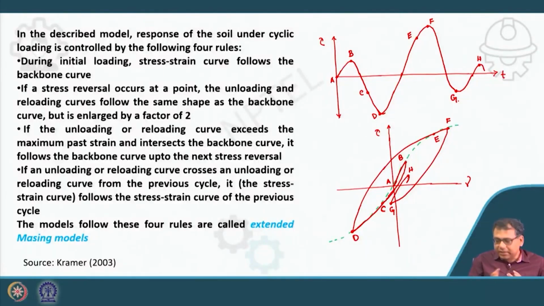If any model is following these four rules, then it is called the extended Masing model. And if the unloading or reloading curve crosses an unloading or reloading curve of a previous cycle, it follows the stress strain curve of the previous cycle. Clear? So that is also another rule. This way we can generate the stress strain curve for this nonlinear model.